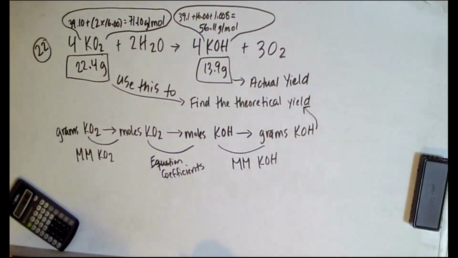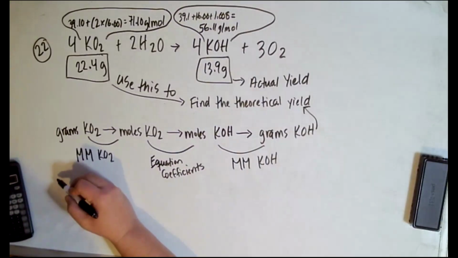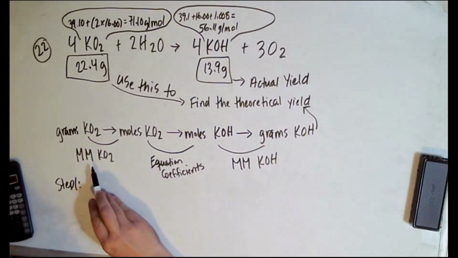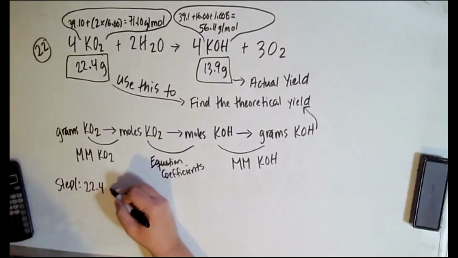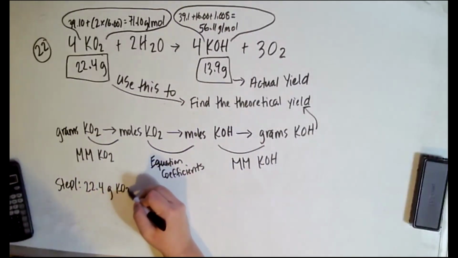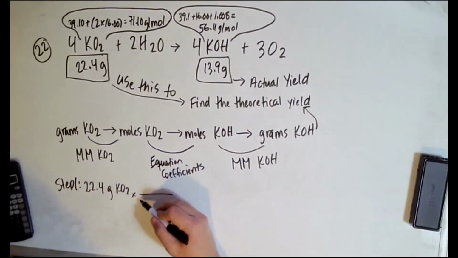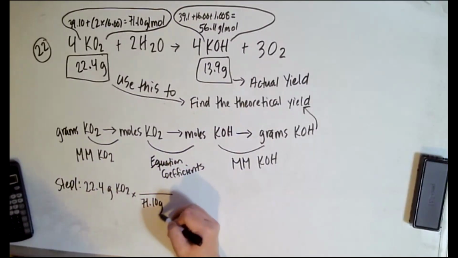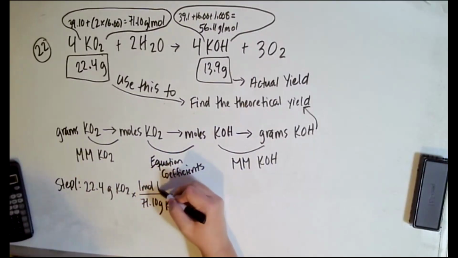Okay. So we're going to need those two values when we're calculating this. So step one, we'll do our grams to moles. So we have our 22.4 grams of KO2. We know that there are 71.10 grams of KO2 in every 1 mole of KO2.